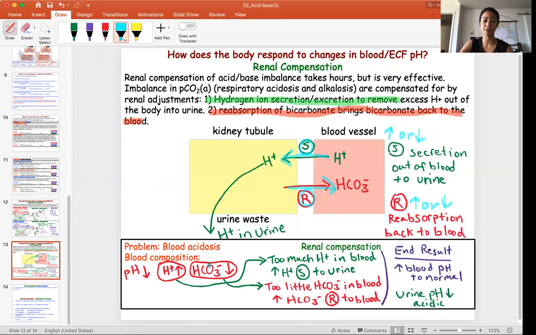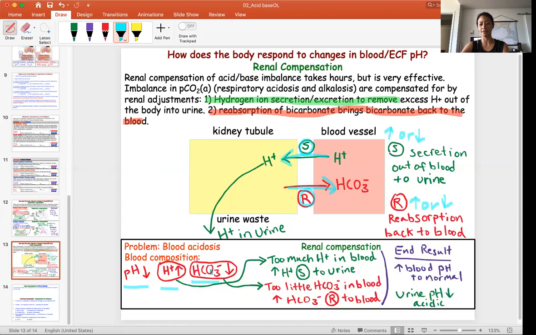So let's take a problem of blood acidosis. Again, the minute you think about a patient with blood acidosis, I want you to write out what does the blood look like, okay? So it's lower pH, acidic, and there's high levels of hydrogen ion and low levels of bicarbonate ion. So we're looking at these two ions. So that's what's going on in the blood. So if you think about the blood vessel, that's what's going on.